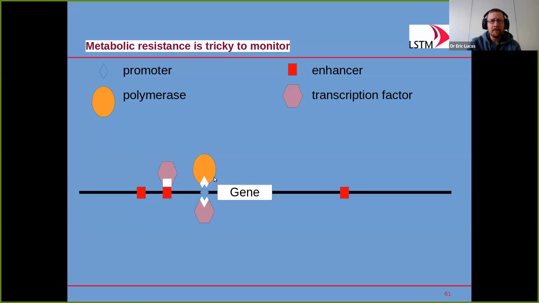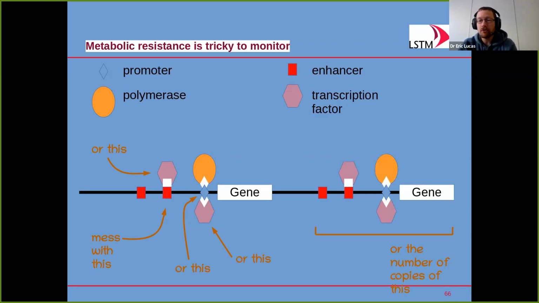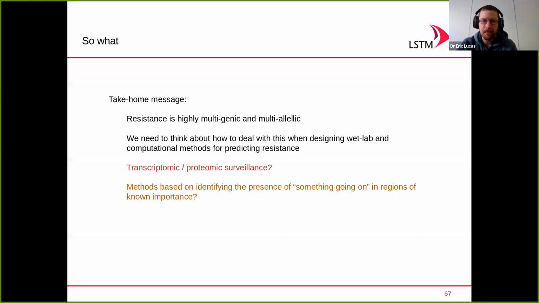But essentially, metabolic resistance is really tricky to monitor because, to change the expression of this gene, there's a promoter. That promoter binds to polymerases and to transcription factors. There are enhancers. There are other transcription factors that might bind to those enhancers. And if you want to change the expression of that gene, you could mess with the enhancers, you could mess with these transcription factors, you could mess with the promoter, or you could just increase the copy number of the whole thing, which is what we're seeing with the CYP6AA1 gene duplications. So there are so many different ways to skin that cat, so many different mutations that could lead to resistance through overexpression of that gene.